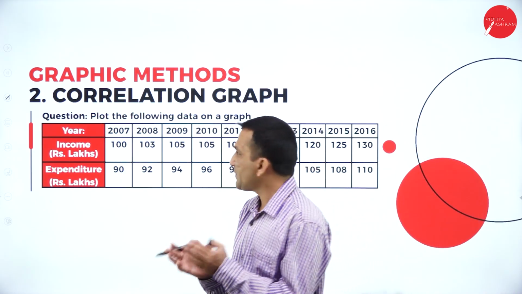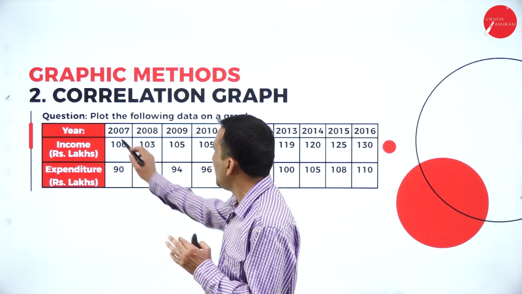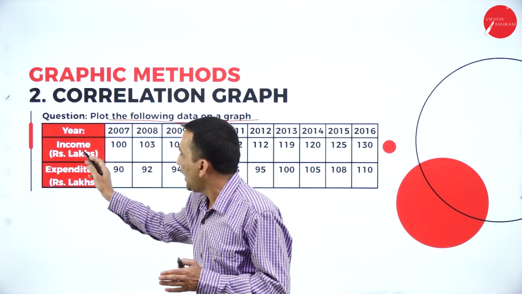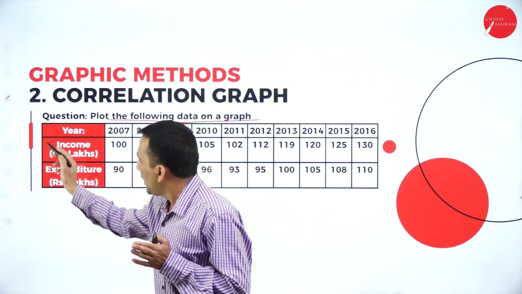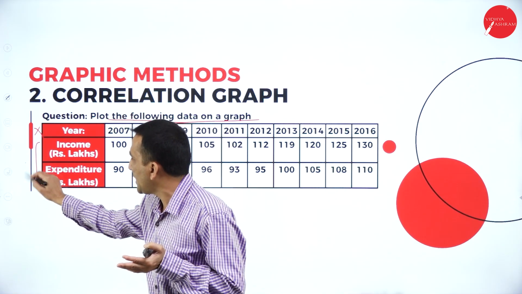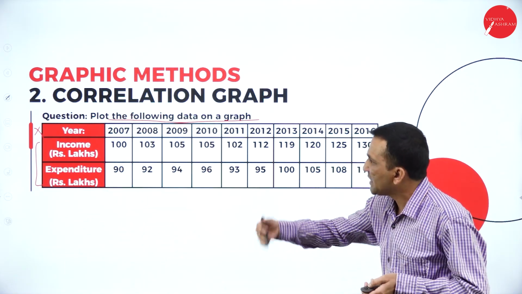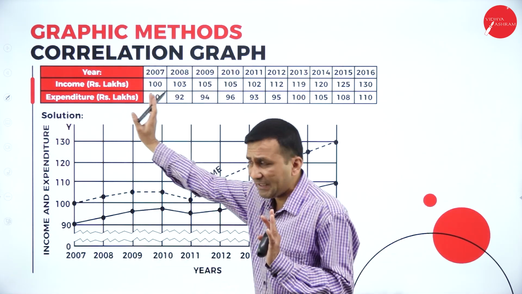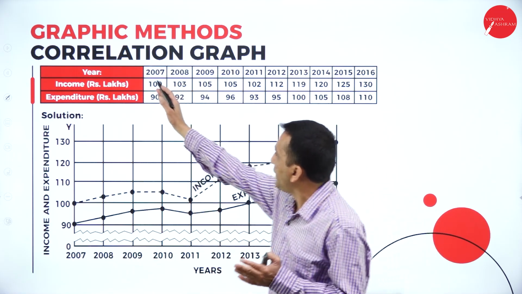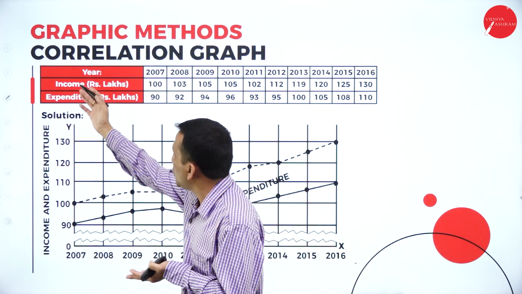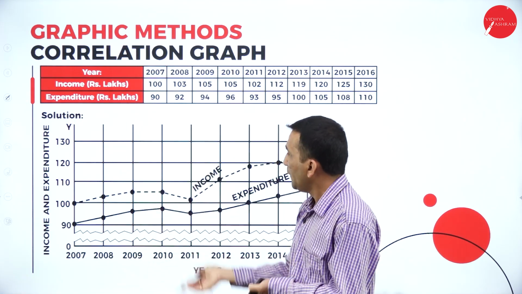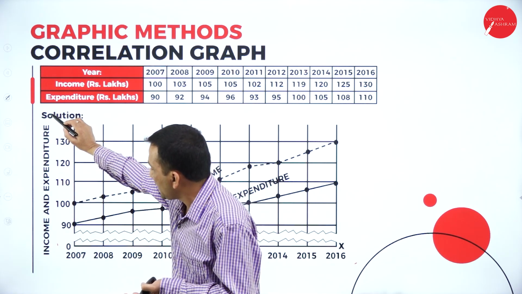So there is one question for understanding the correlation graph here. Plot the following data on a graph. The year is given, and income and expenditure are given. So let us consider year as x, and income and expenditure as y. The x-axis will be the years, and the income and expenditure are given in lakhs.